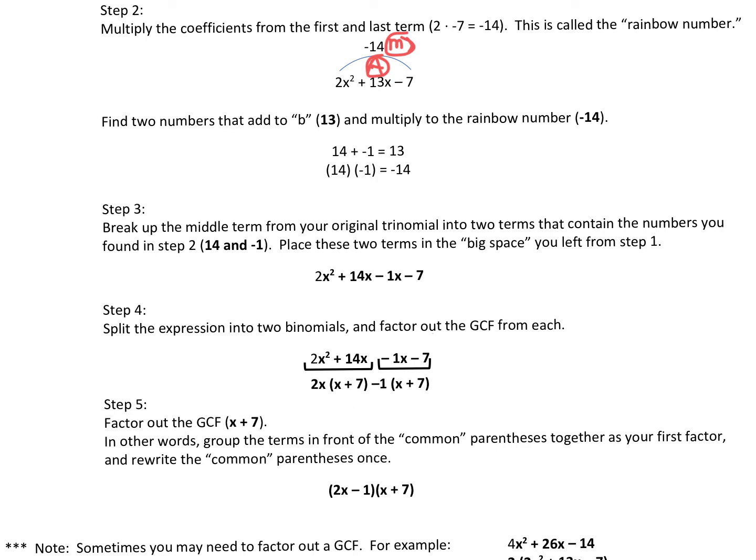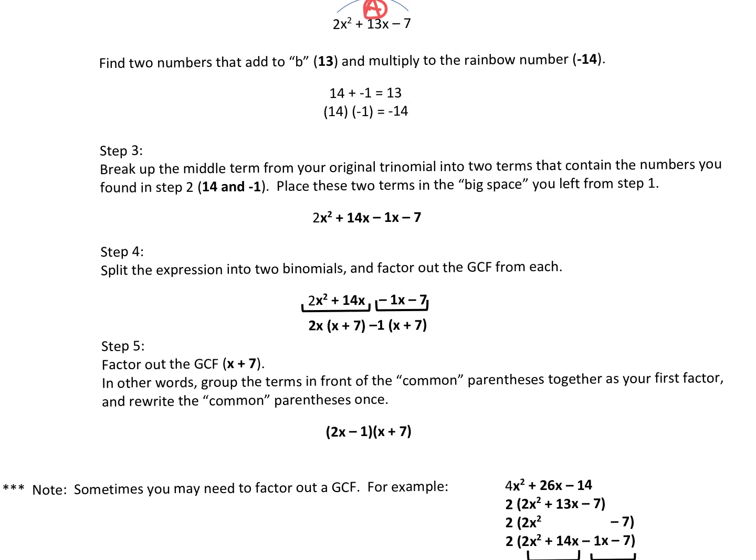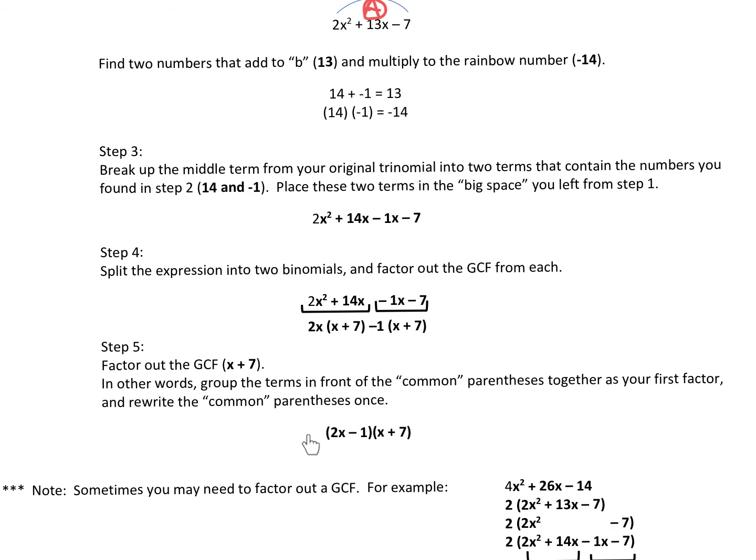Okay, so now we're on our very last step. What you do to write your final factors is you take what's in front of these two common parentheses and you group them together as your first factor. So I take the 2x and the -1 and I group them together as my first factor. And then I take this common parenthesis and I rewrite it once and once only. This right here is the factored form of this original expression. If you double distributed everything out and combined your like terms, you would wind up with this original expression.